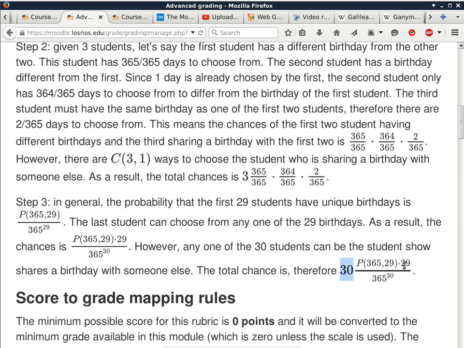Are we still doing okay so far with this particular question? So the first portion is the permutation of 29 out of 365. So this portion is P(365, 29) over 365 to the power of 29. That's the first portion. The second portion is the number of combinations of choosing 2 students out of 30, divided by 365, because this determines how many ways you can pair up students.